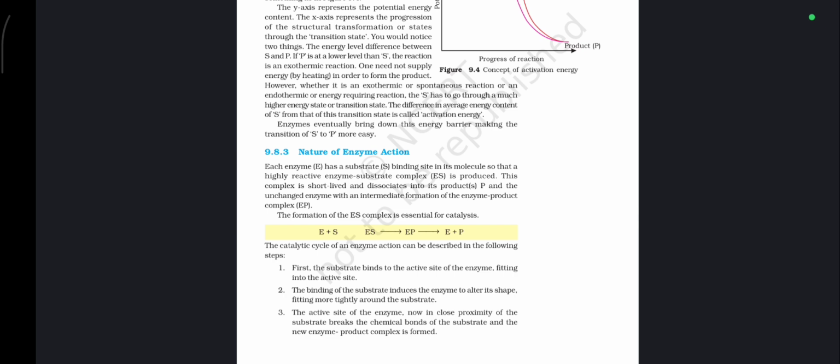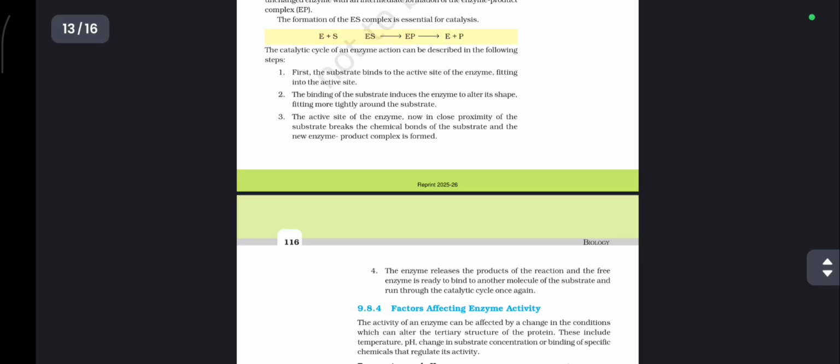The catalytic cycle of an enzyme action can be described in the following steps. First, the substrate binds to the active site of the enzyme, fitting into the active site. Second, the binding of the substrate induces the enzyme to alter its shape, fitting more tightly around the substrate. Third, the active site of the enzyme, now in close proximity to the substrate, breaks the chemical bonds of the substrate, and the new enzyme-product complex is formed.